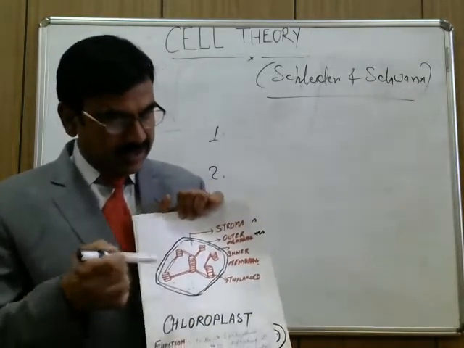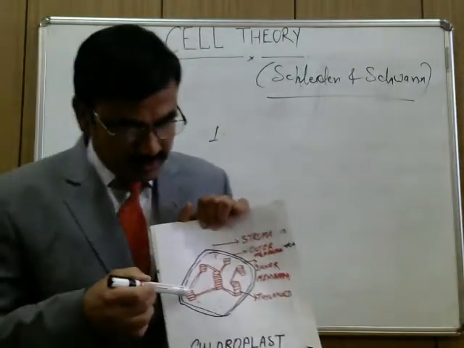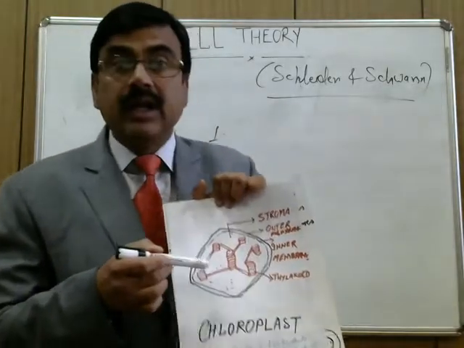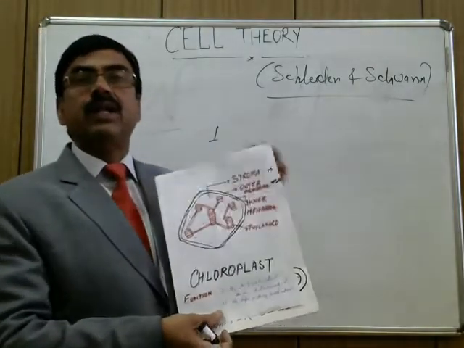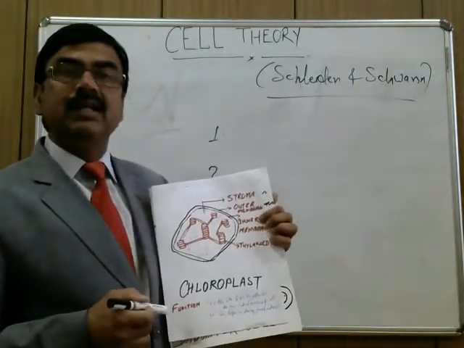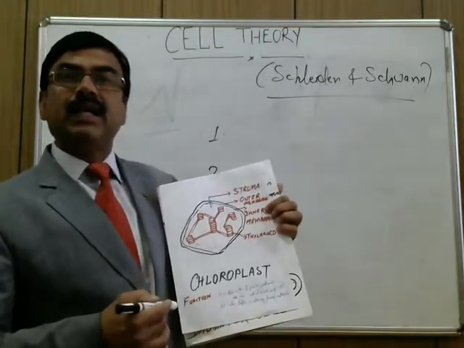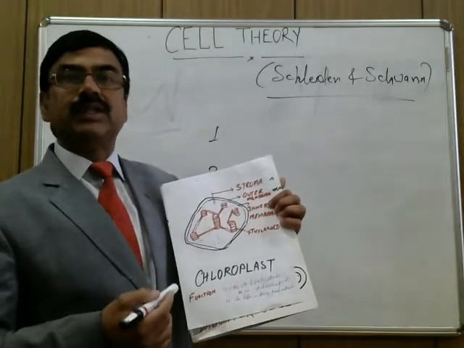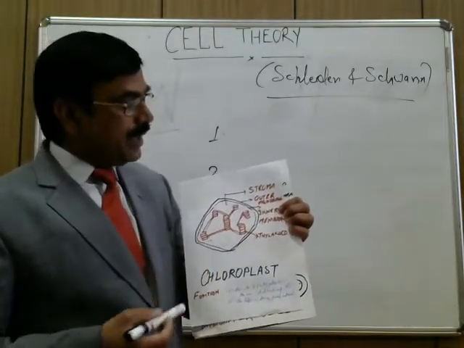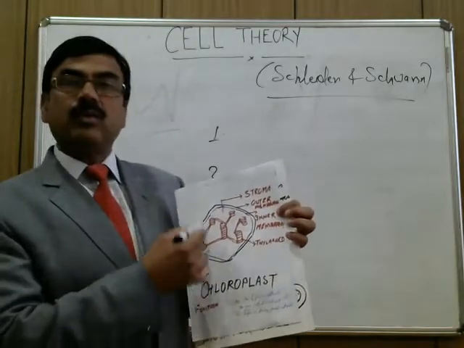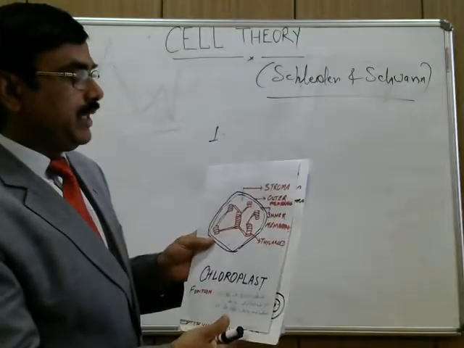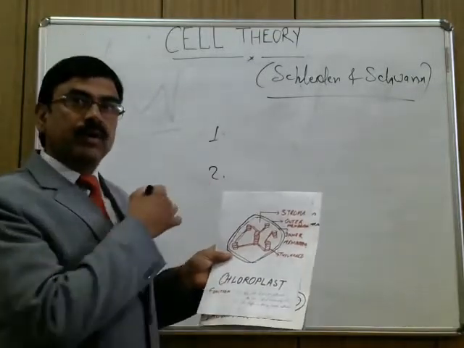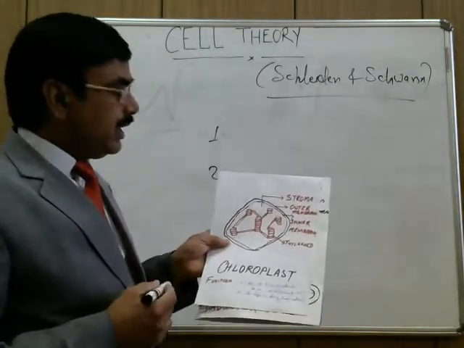In the matrix, in the fluid, you can see these are the grana, thylakoids, which contain chlorophyll. Look at this, these are grana. Look at this, 1, 2, 3 grana are there, and in grana chlorophylls are present. The chlorophylls absorb the sunlight and perform photosynthesis. So there are two important parts of this chloroplast. I can also explain on the board, I will also explain for your complete knowledge.